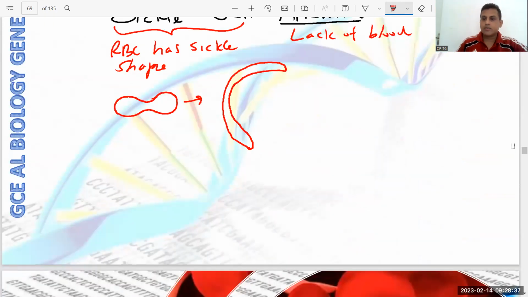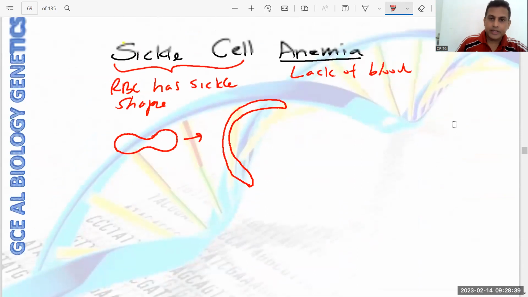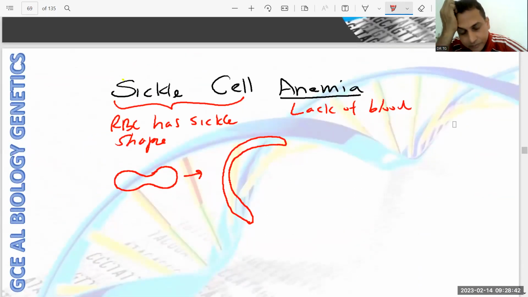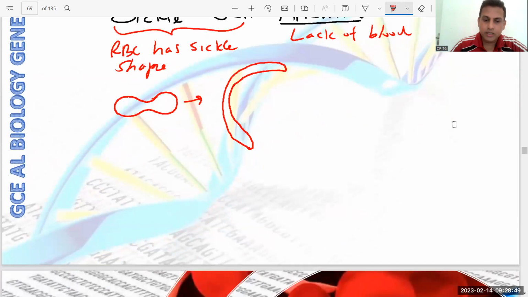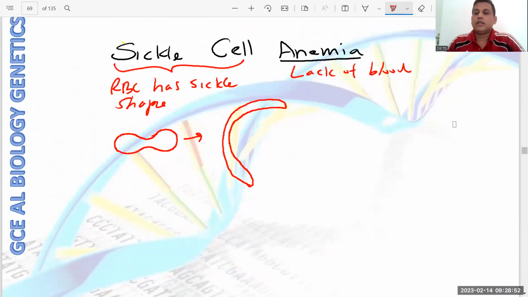I think we discussed last week the sickle cell anemia. This is an example of pleiotropy. There is a mutation in the hemoglobin gene which can affect the person at different levels. Sickle cell refers to the shape of the hemoglobin. Instead of the biconcave shape, it changes to a sickle shape. And anemia is a lack of blood.